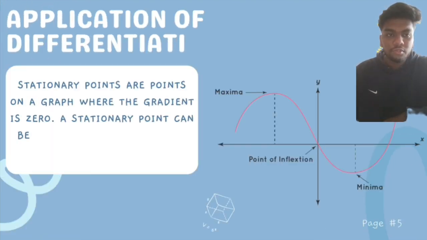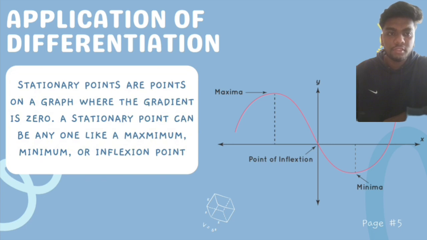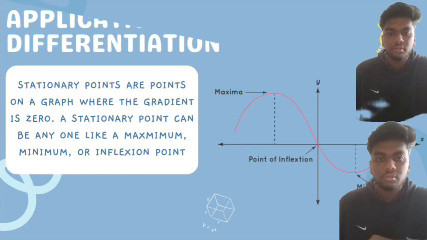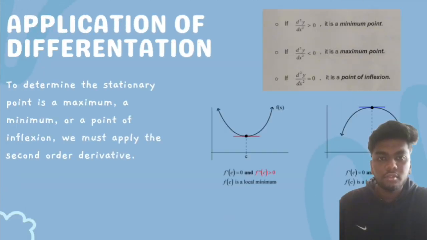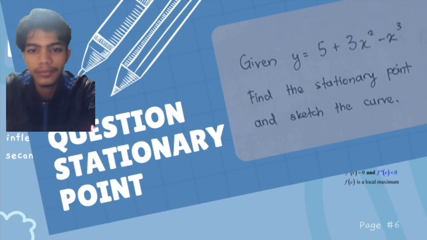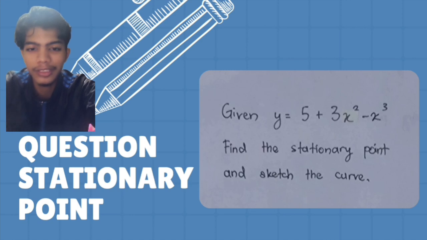Assalamualaikum. Today I will talk about application of differentiation. Stationary points are points on a graph where the gradient is 0. A stationary point can be a maximum, minimum or inflection point. After that, to determine whether the stationary point is a maximum, a minimum or a point of inflection, we must apply the second order derivative.